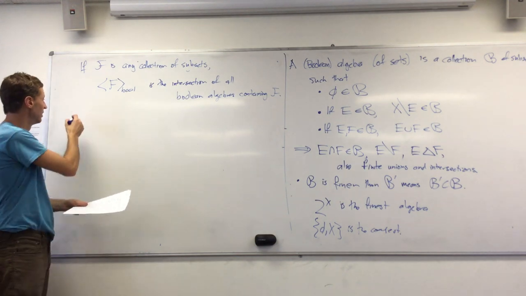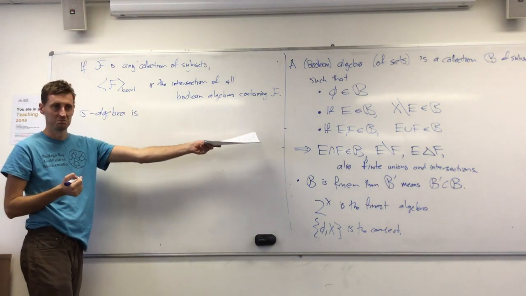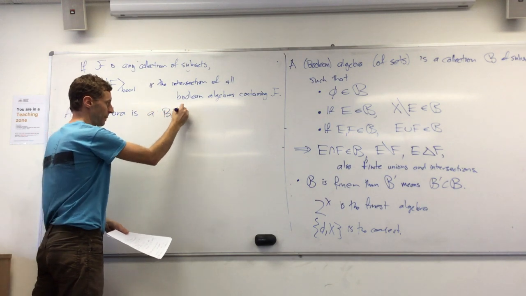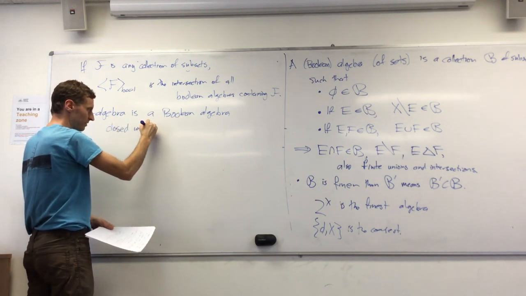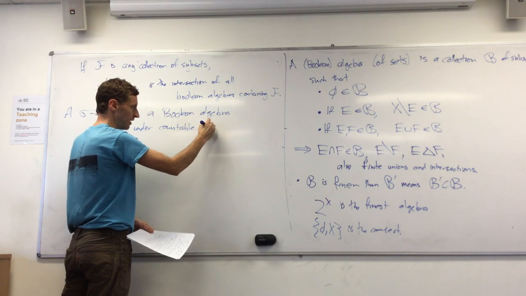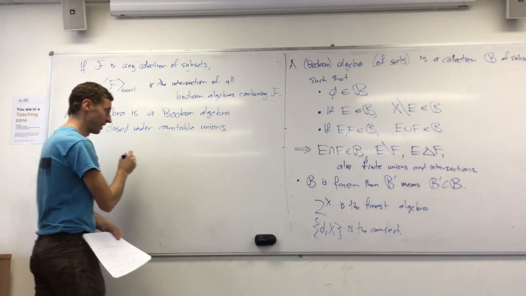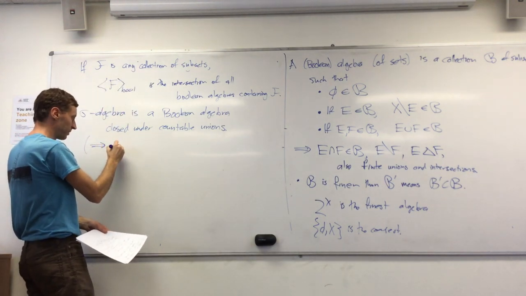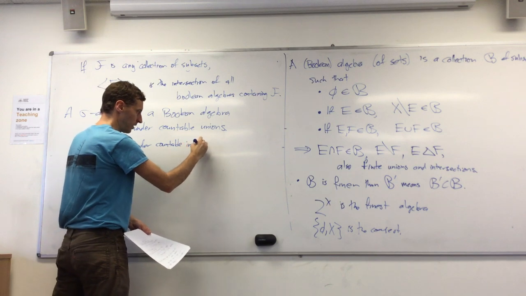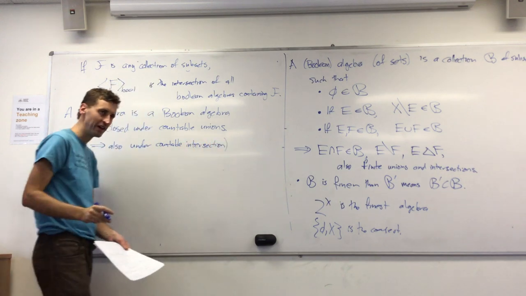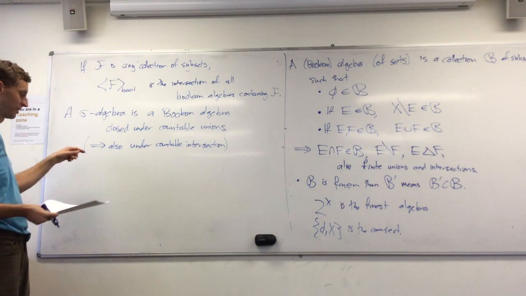Okay, so what's a sigma algebra now? It is a Boolean algebra closed under countable unions. So we're also suddenly allowed to do something much more dramatic: any countable union of sets is also in there. And by similar arguments, hence also closed under countable intersections, basically because you can express a countable intersection as the complement of a countable union of complements. Switch back and forth your complements so you get that.